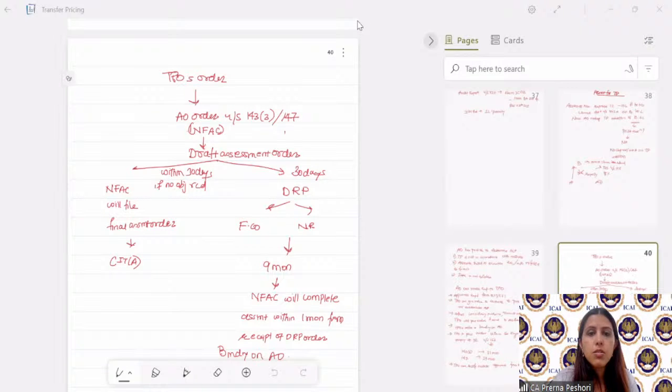Yes, Namita, transaction of sale purchase of goods or services is covered. It is covered. Yes. Okay, let's start with it.